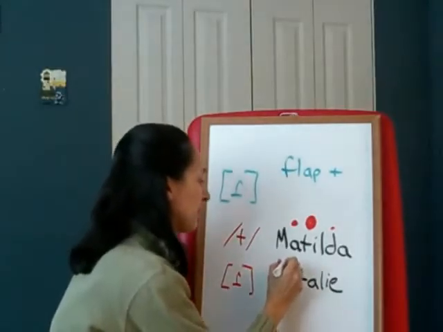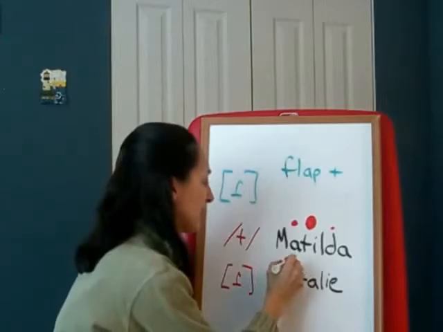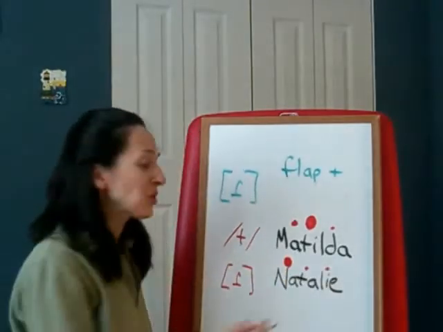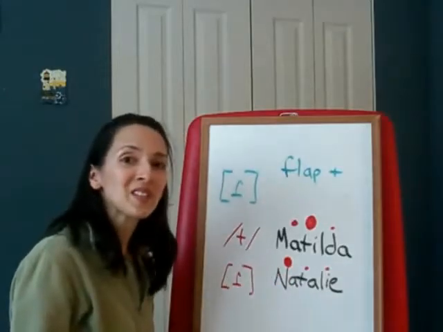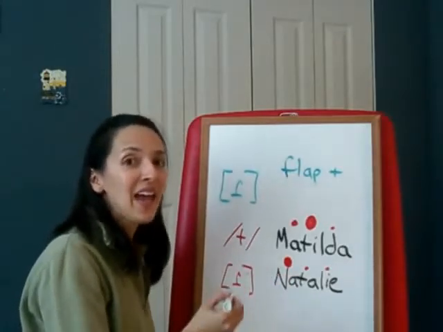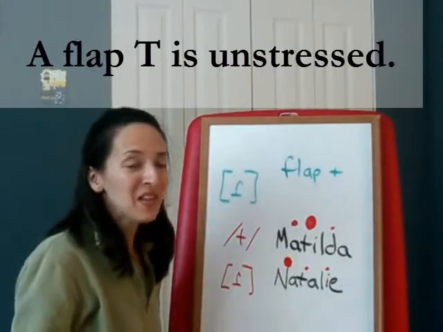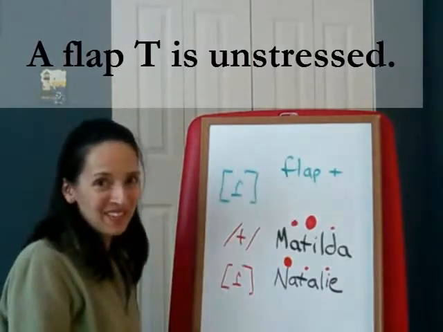In this name, we have three syllables, and it's the first syllable that's stressed, Natalie, Natalie. The T is part of an unstressed syllable, so we use the flap T.